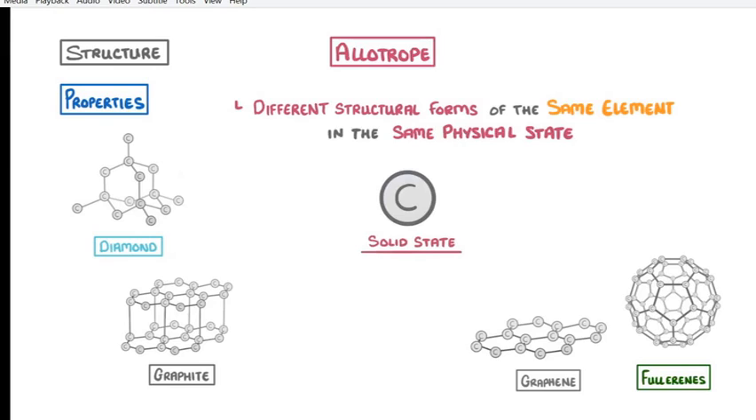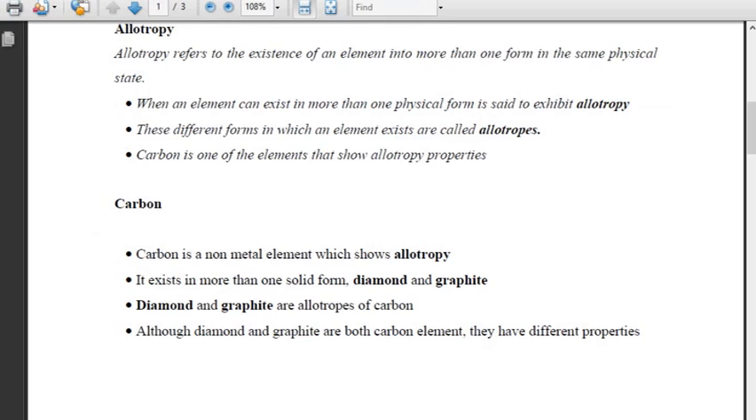It can be found as graphite. It can also be found as fullerenes, but we are not going to look at fullerenes at all. We will talk about them in nanochemistry. Right now, under giant covalent structures, it's not yet necessary. So diamond and graphite: different structural forms of the same element in the same physical state. What are we trying to say when we say we have these different physical forms of the same element? It basically arises from the manner in which the atoms are arranged.